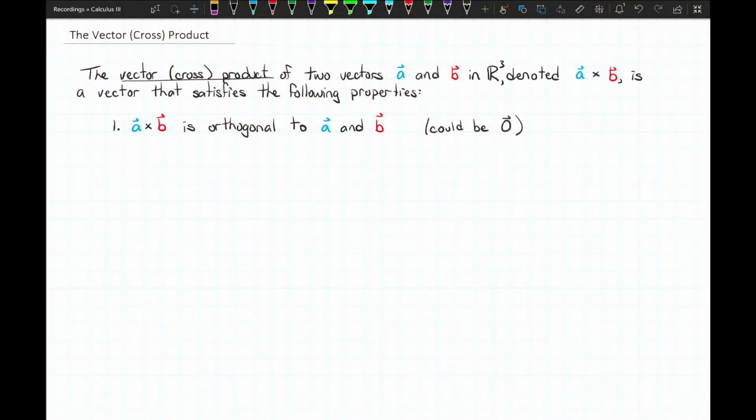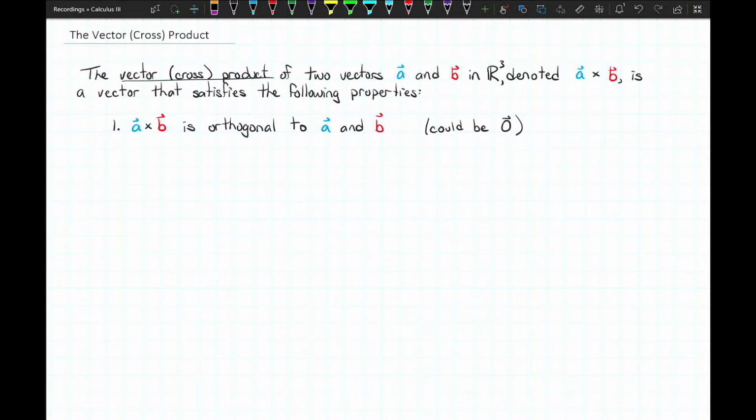So it's going to be a different kind of product altogether. We're going to take two vectors, multiply them, and get a vector. Now, it's a little bit trickier to try to define the vector product, so why don't we break it down into a few simple points here. Now, the vector product is commonly known as the cross product. And we'll start off with two vectors in R3, our three-dimensional space.